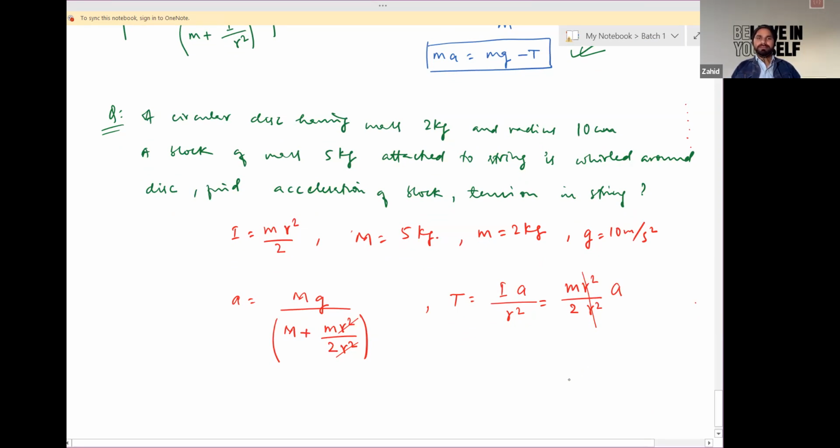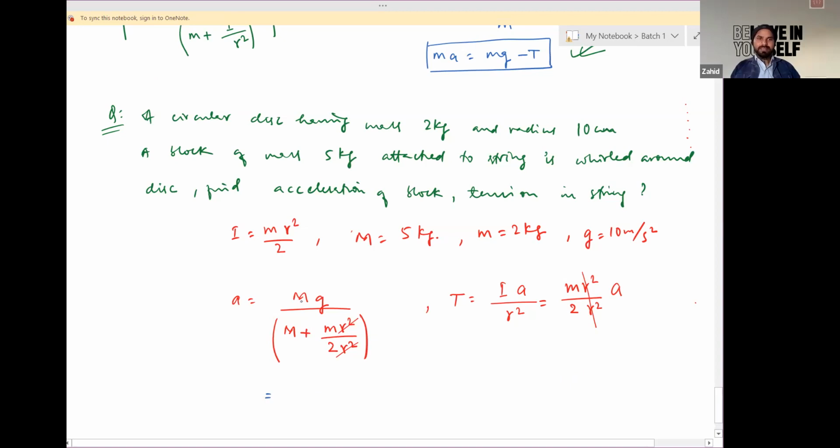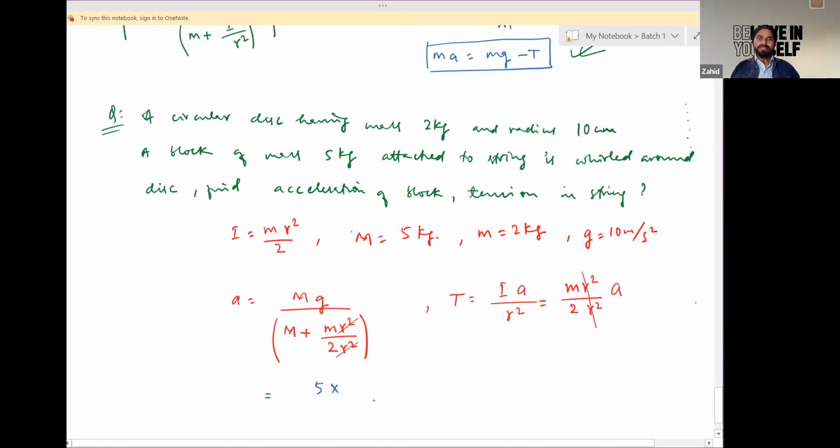Khalid, your answer is correct. Salman, check your calculation. It was correct. Capital M is 5, g is 10, capital M is 5, small m is 2, divided by 2. So this 2 and this 2 will cancel out, so it will be 1. 5 into 10, 50, divided by 6. So it will be 25 by 3 meter per second squared. Good, Salman. Good, Hamza.